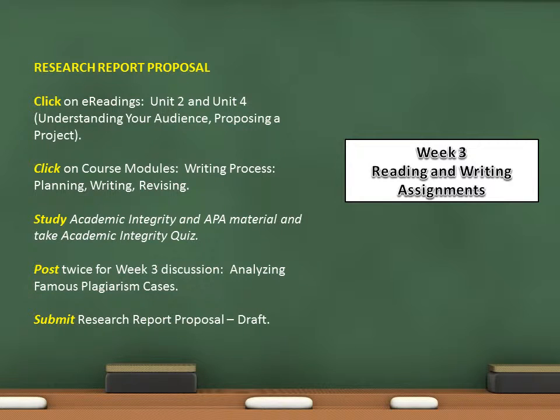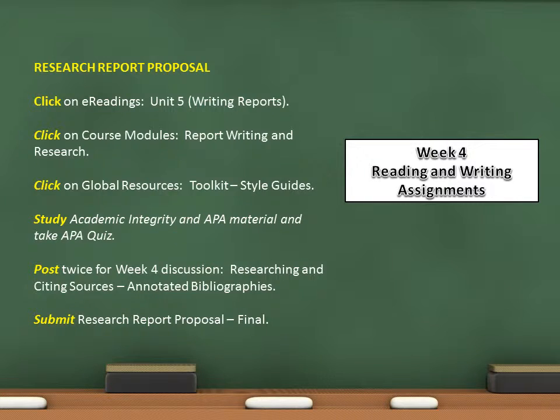Week 3, we switched to a different project. That's the research report proposal, just the draft. And you can see you're reading units 2 and 4. You also continue to have your academic integrity and APA material, but this time you take a quiz on it, and we have a discussion that goes along with the APA because we're talking about plagiarism.